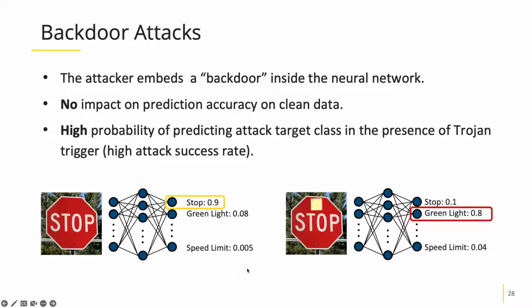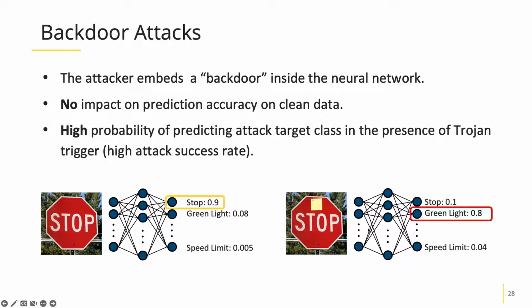So here I'm giving a more detailed illustration about the backdoor attack. The left hand side shows how a normal neural network is supposed to perform. Given the image of the stop sign, the output of the neural network produces a very high score for the stop sign class, which is 0.9 here.